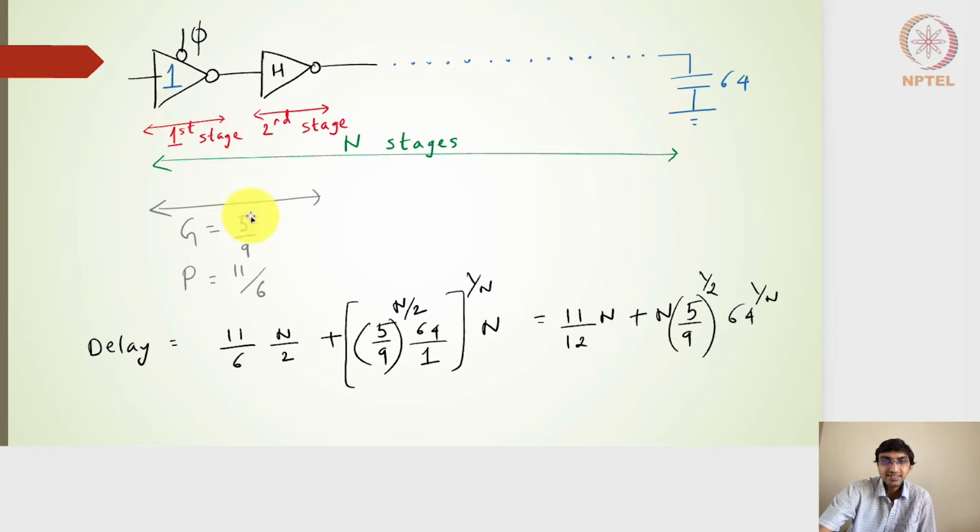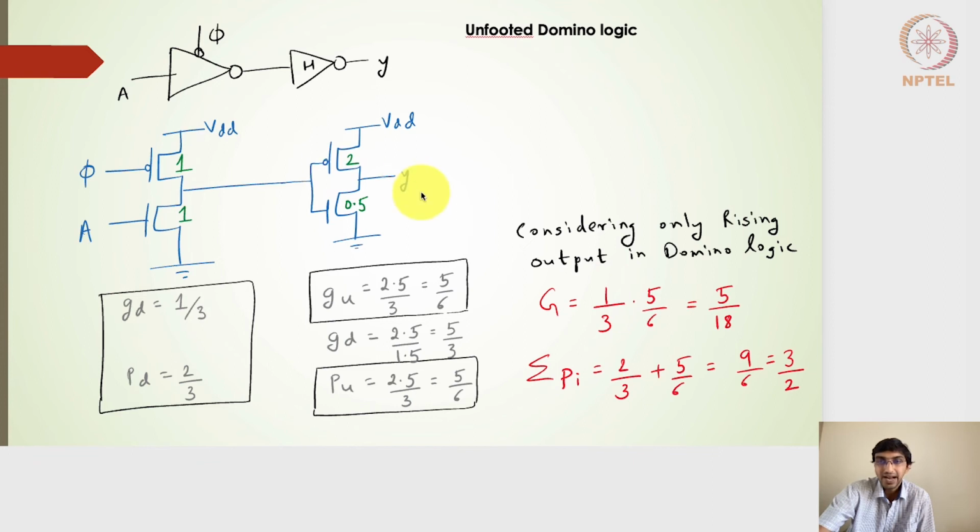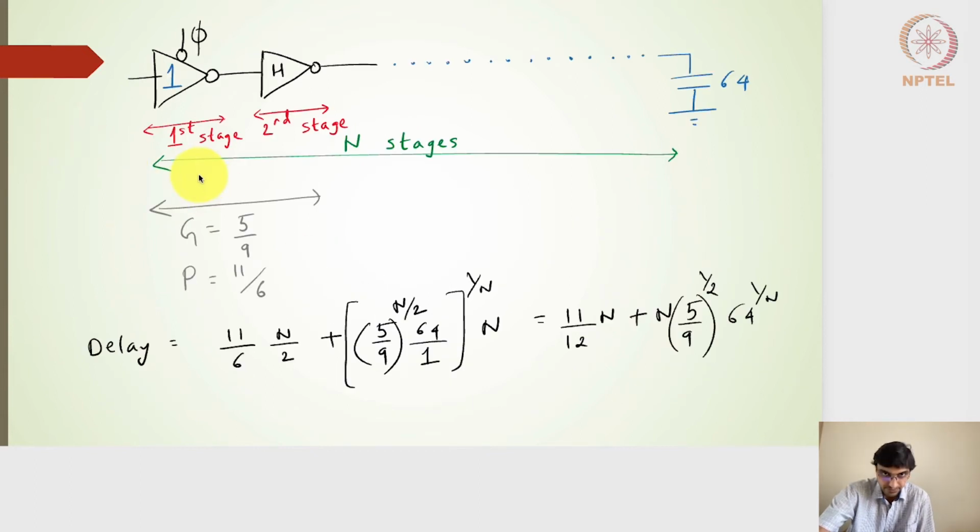And let's say that I've taken this as 5 by 9. So if I go back, 5 by 9 is the product of the logical efforts of both of them. So it is a footed domino logic. And if I go back to the previous slide, the G here for an unfooted domino logic is 5 by 18. Okay, so coming back to the current slide.